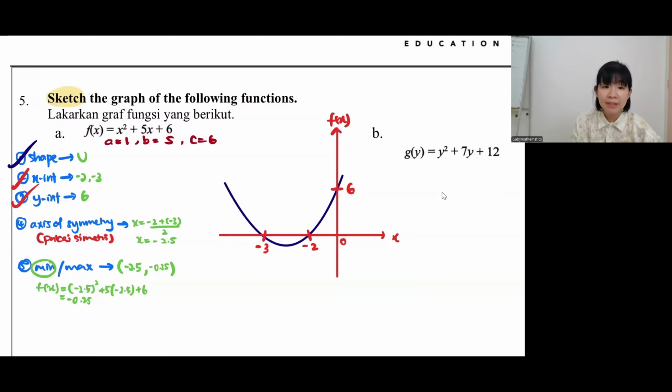Okay, axis of symmetry is the line exactly in the middle. So you see, exactly in the middle. So this is called x equals negative 2.5.